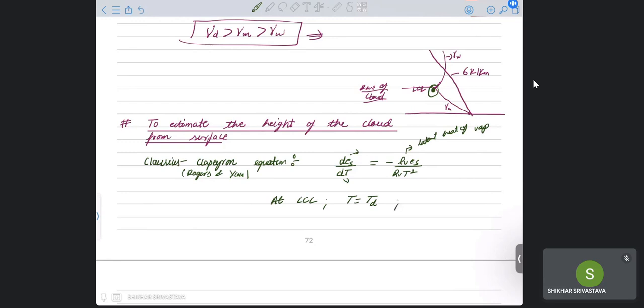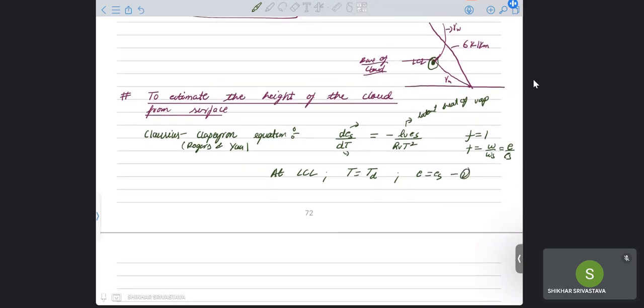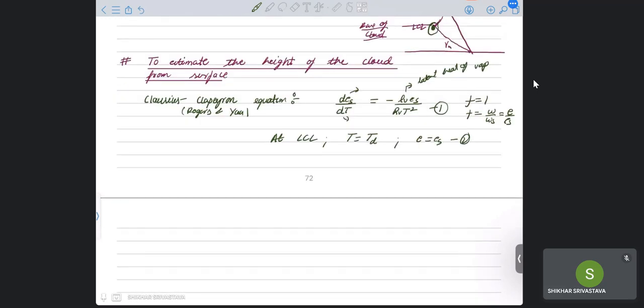And also at LCL, the vapor pressure of the air is equal to the saturation vapor pressure, because f is equal to 1, and f is what? f is w upon ws, or we can also write E upon ES. So since f is equal to 1, the amount of vapor present in the parcel is equal to the saturation vapor pressure at that temperature. So we'll just use 2 in 1 to get 3.